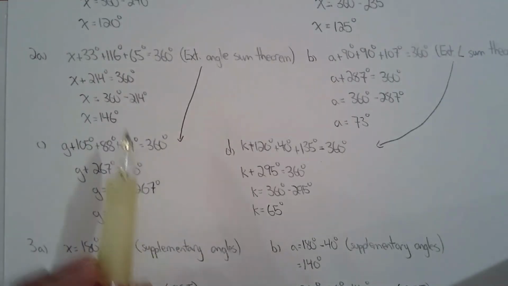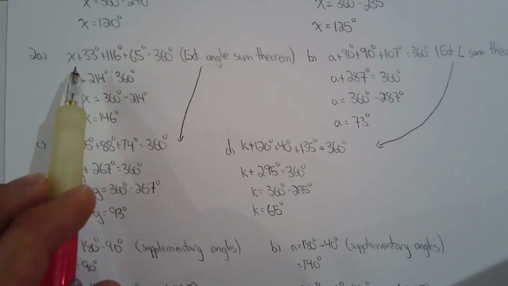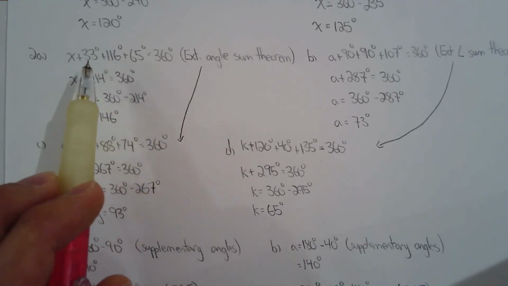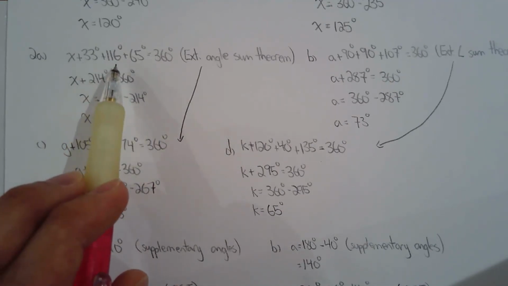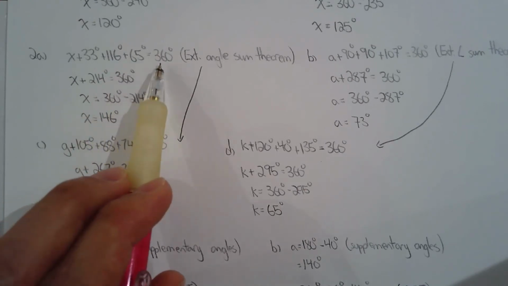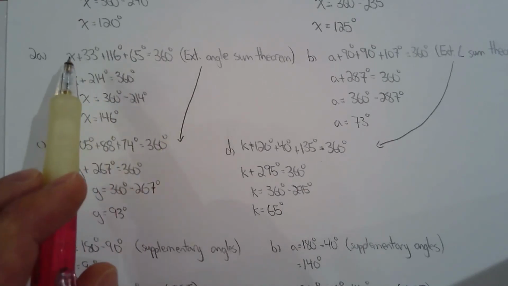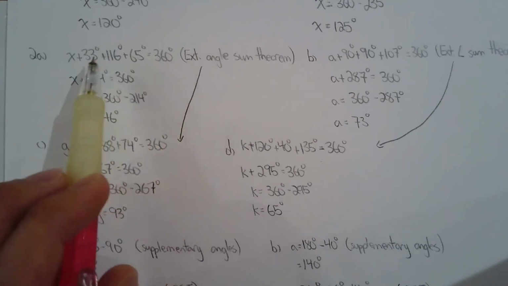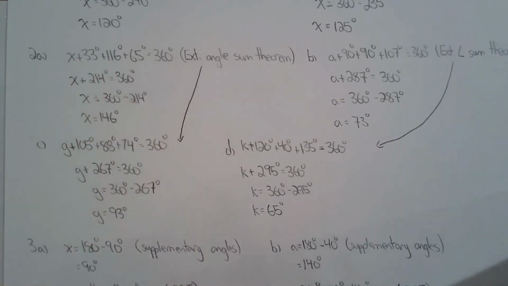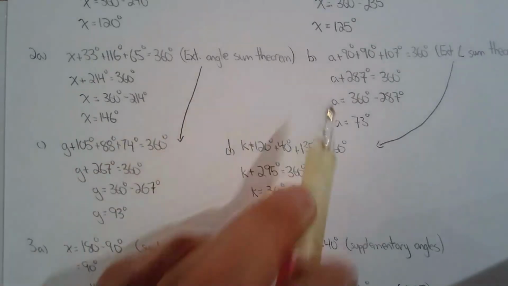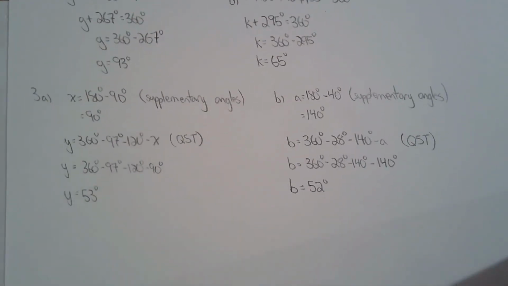Like I said, in question 1, you could build this equation: x plus 33 degrees plus 116 plus 65 degrees equals 360 degrees. Or you can say x is equal to 360 minus 33 minus 116 minus 65. Either way, I'd be happy with that because in both instances, you're using the same relationship, which is the exterior angle sum theorem.